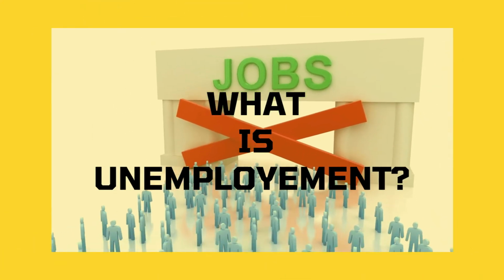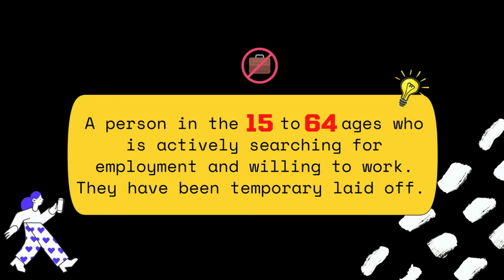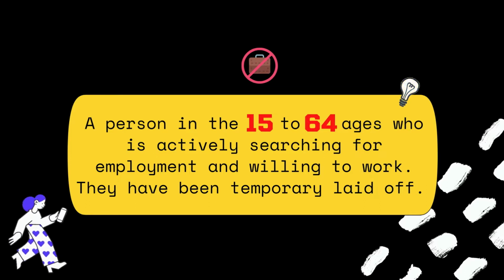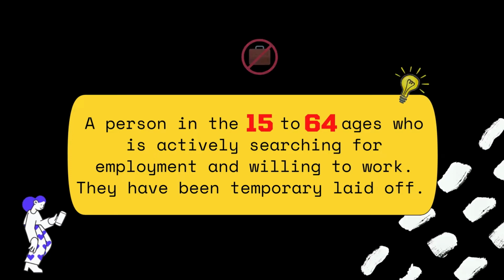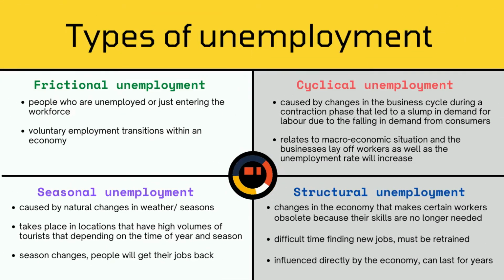So, what is unemployment? Unemployment refers to a person in the 15 to 64 age group who is actively searching for employment and willing to work. They have been temporarily laid off. Now, let me introduce the types of unemployment. There are 4 types of unemployment, which are frictional unemployment, cyclical unemployment, seasonal unemployment, and structural unemployment.